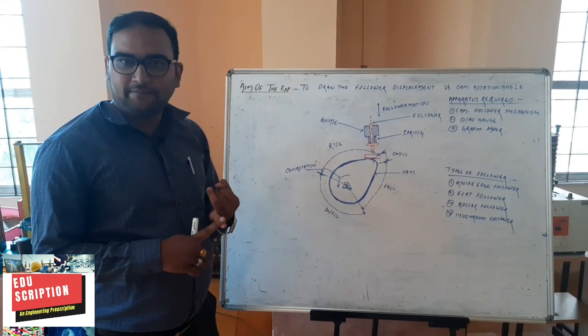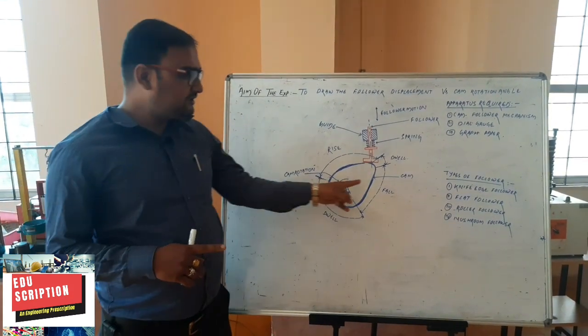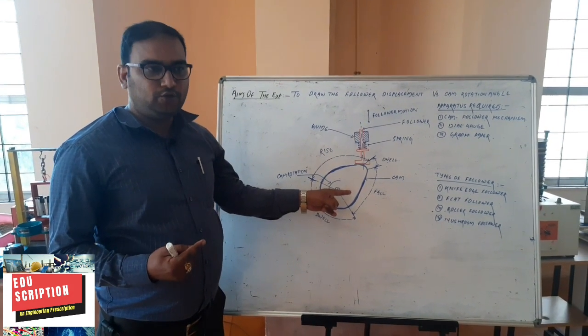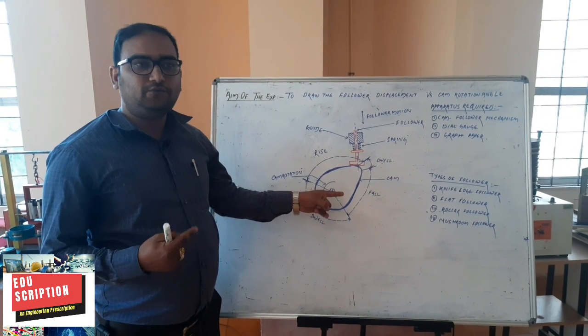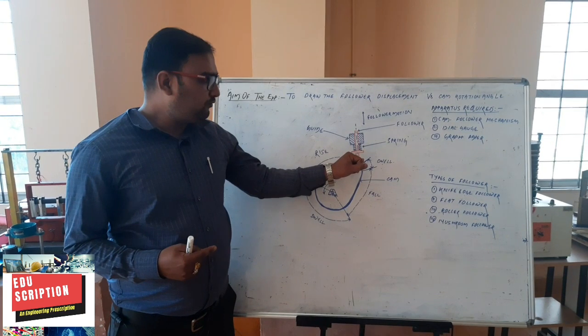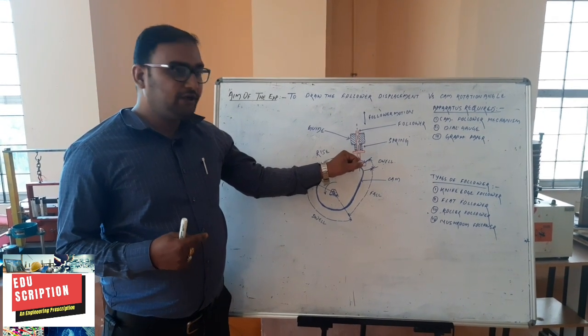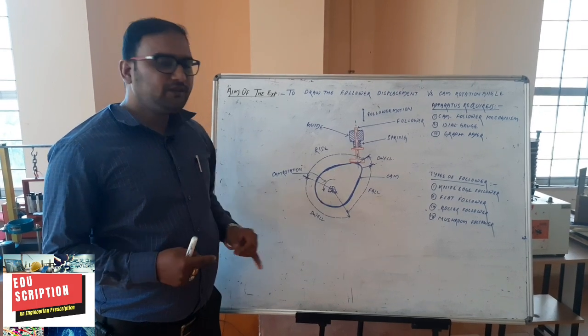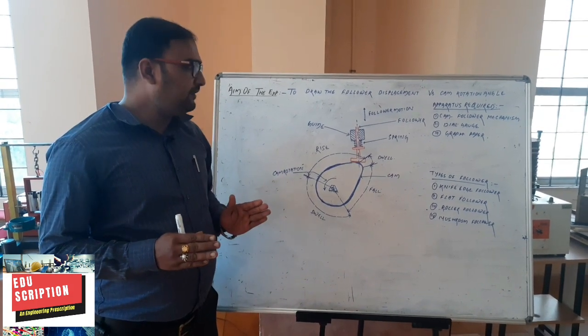Now, what is a cam? This part is a cam, and a cam is a specially designed shape to find a constant motion for the follower. Now, what is the follower? The follower is the machine element which is constrained from rotary motion and has the to and fro motion.